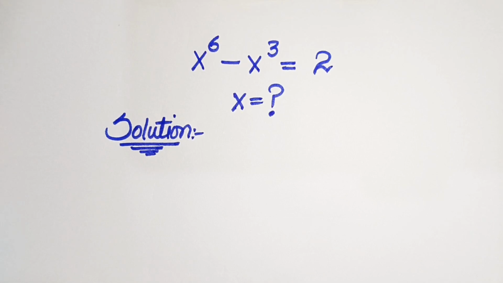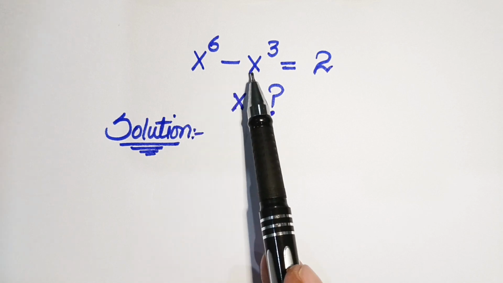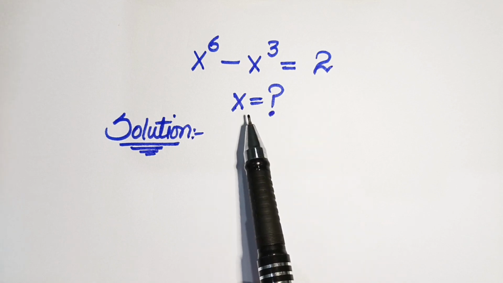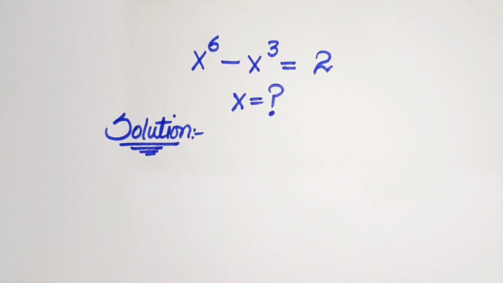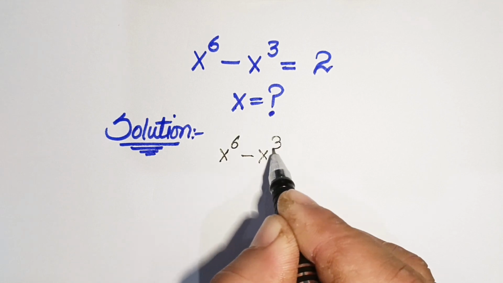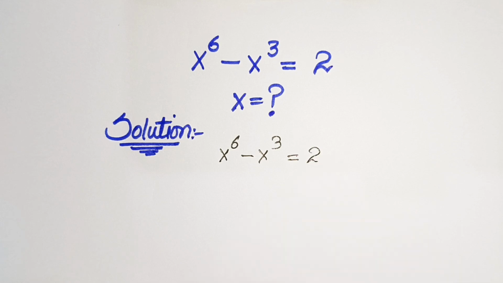Today we have a nice Math Olympiad problem which is x to the power 6 minus x cubed is equal to 2. So we have to find the value of x here. Now starting our solution. Our problem is x to the power 6 minus x cubed is equal to 2.